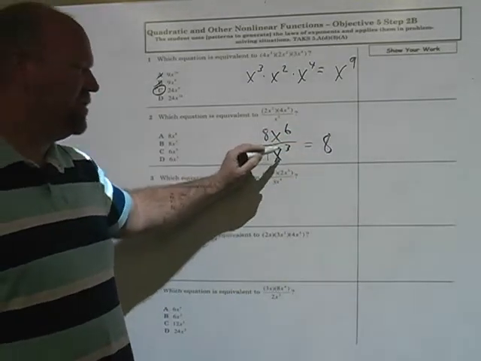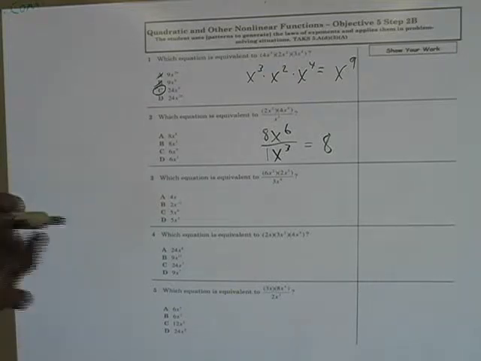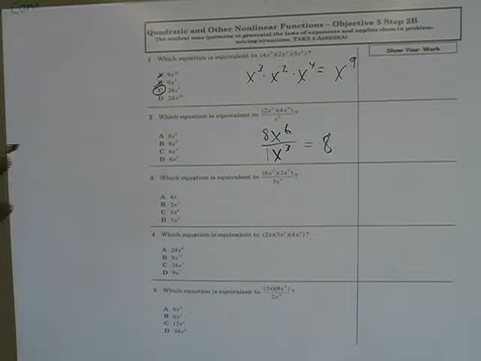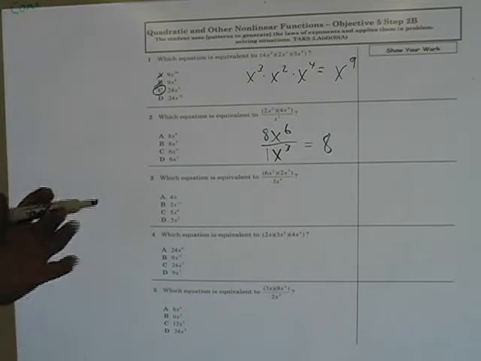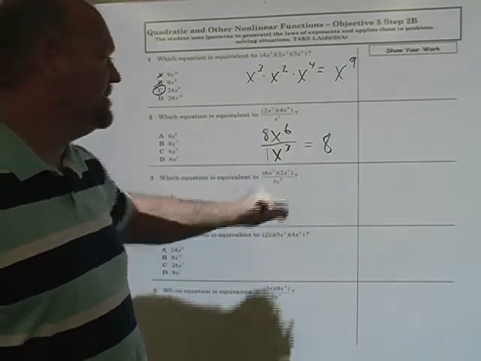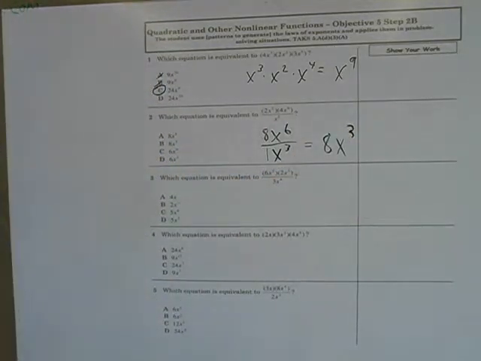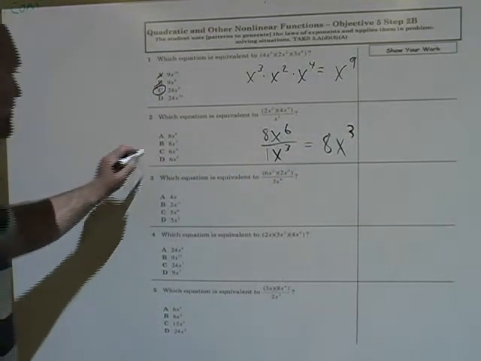x to the 6th over x to the third. Now the rule for dividing exponents that have like bases, these are both x's, is that you subtract them. Up here you added, these you subtract. So x to the 6 minus 3 is x to the third.